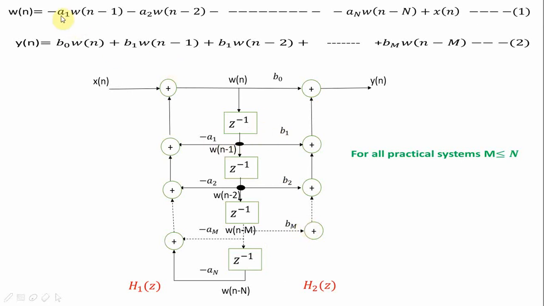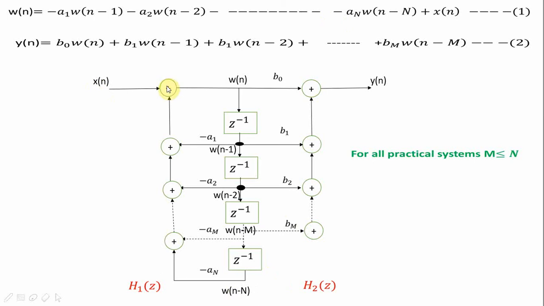So we observe here the first equation is added with the input x of n. With the input x of n, I am adding minus a1 w of n minus 1 minus a2 w of n minus 2, etc., minus aN w of n minus capital N.